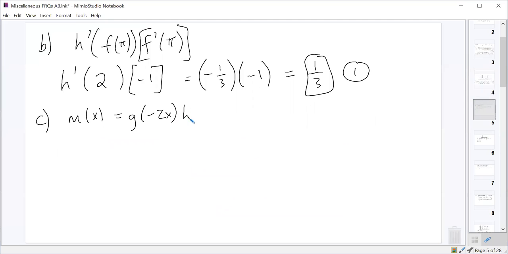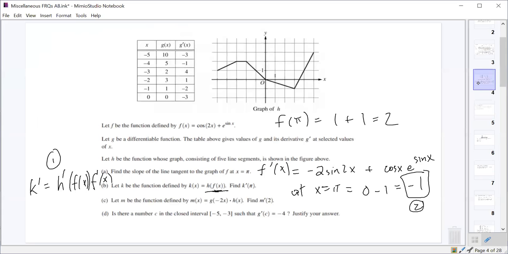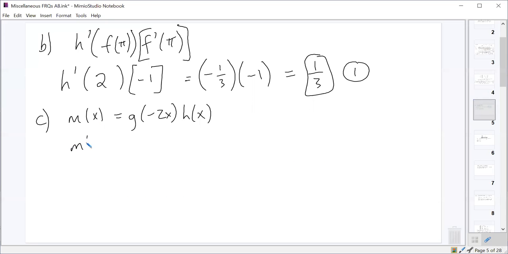g of -2x times h of x. Sorry. So we're looking for m prime of 2, which means we need to find out what m prime of x is. This time, what rule are we going to use? Product rule. We'll start with g of -2x times the derivative of h. And then we will take the derivative of g of -2x and multiply it by just h. So there's our h. What's the derivative of g of -2x?